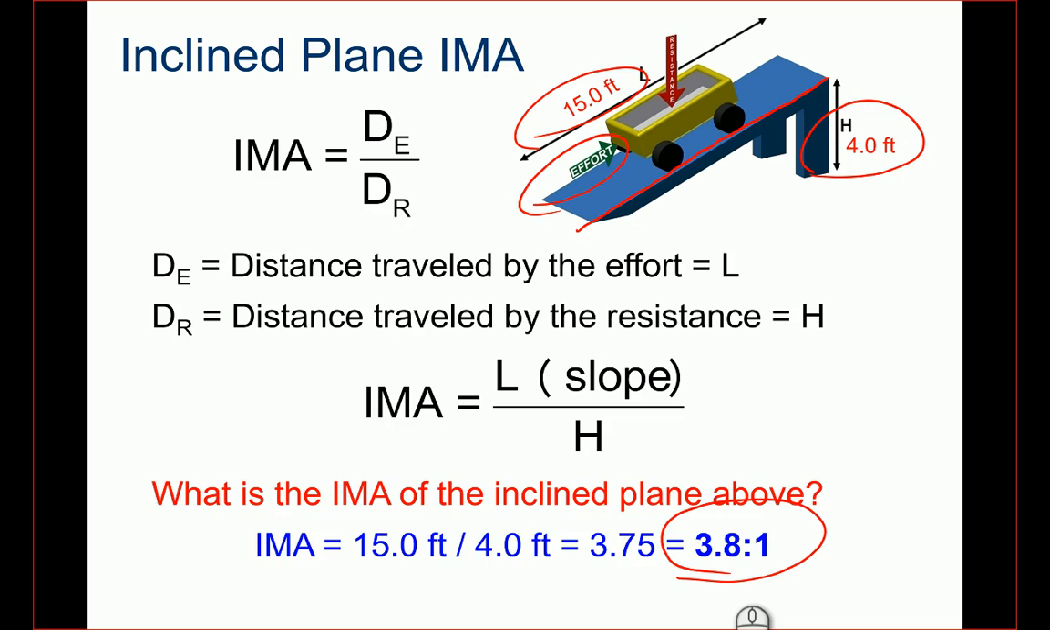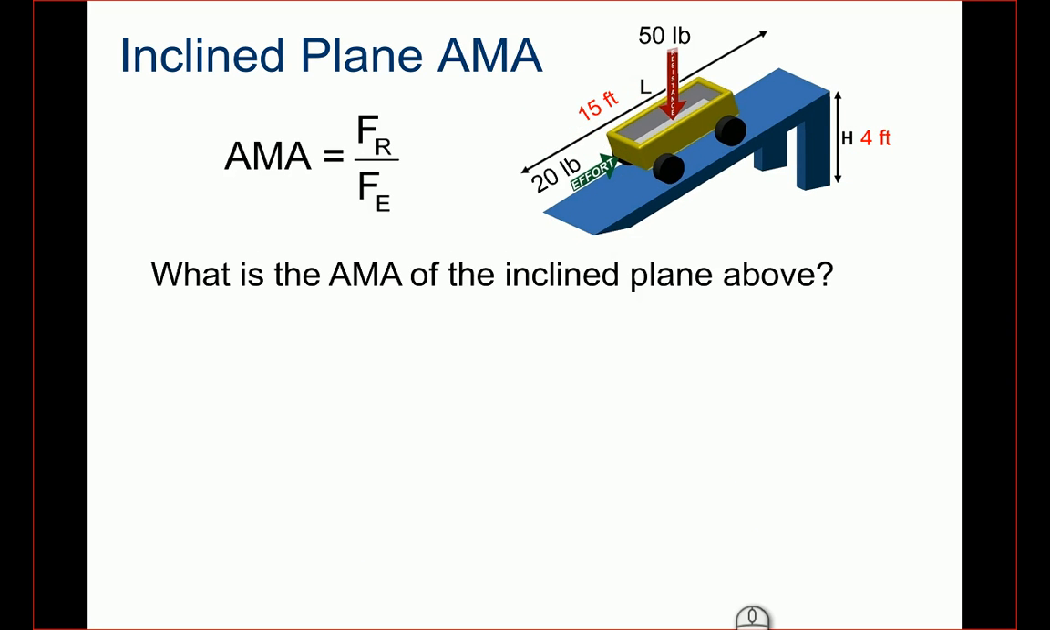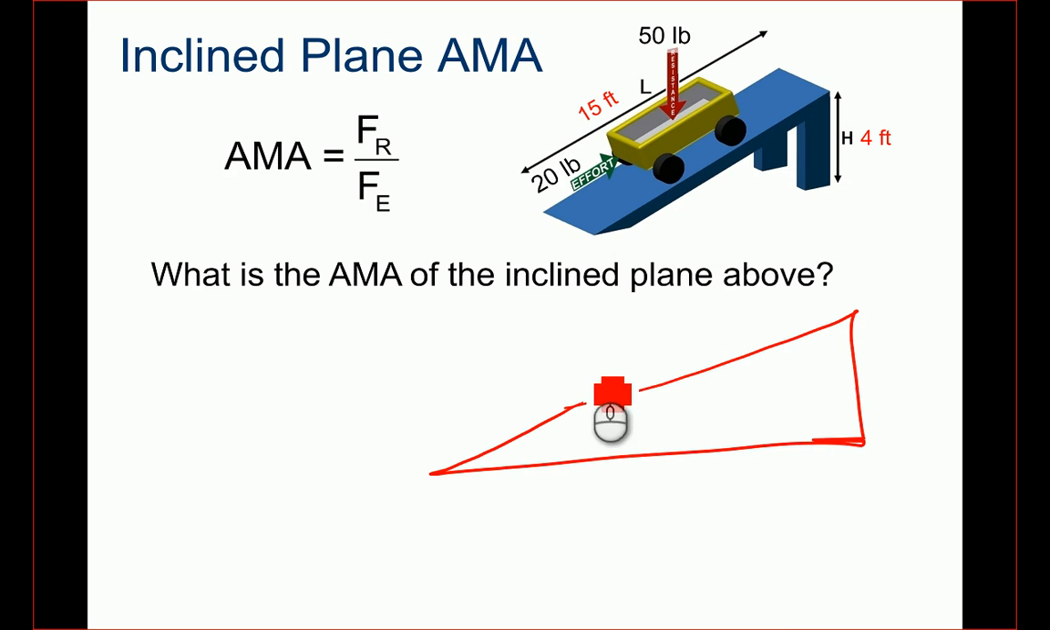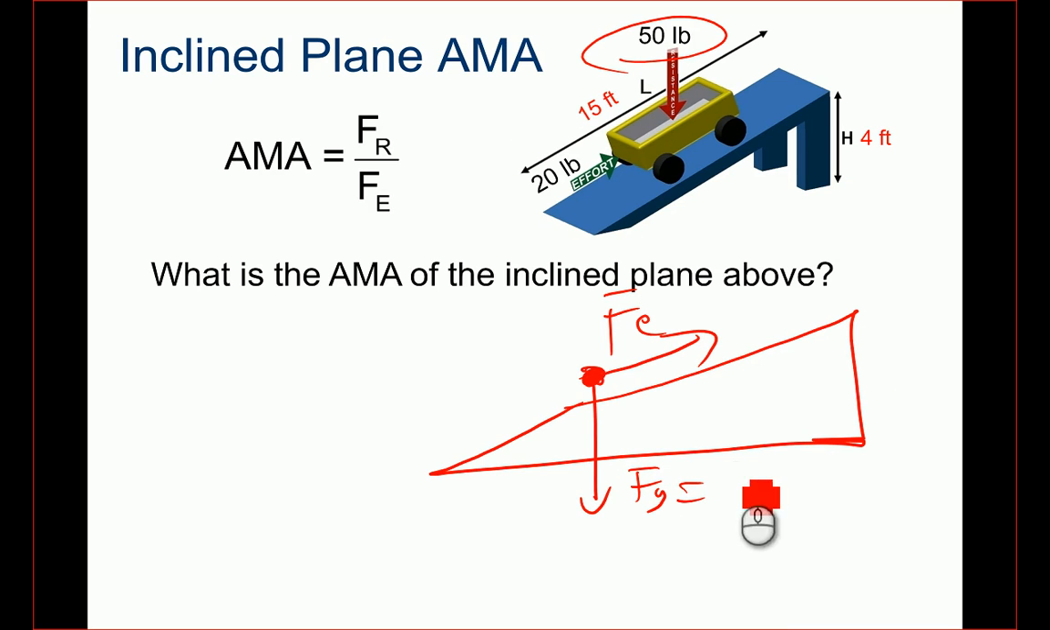All right. What is the AMA of the system? Now this wasn't in the previous, but I can still do it just like normal. Remember, if I drew this as is, as a free body diagram, here's my system. Here's my force of effort. Force of gravity is straight down. Fg is equal to the load, so 50. It's being pulled straight down by gravity with 50 pounds. And my effort force that I am applying is 20 pounds.